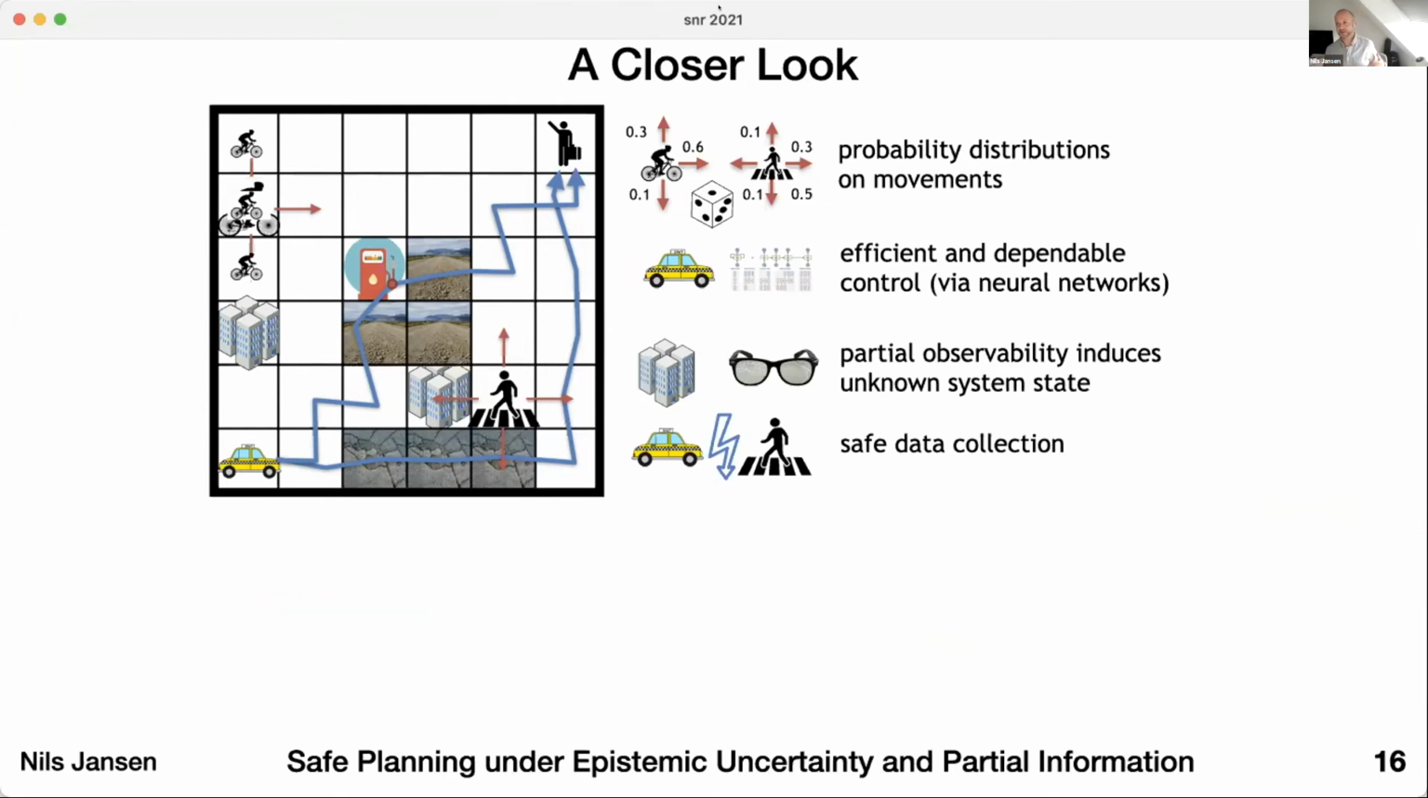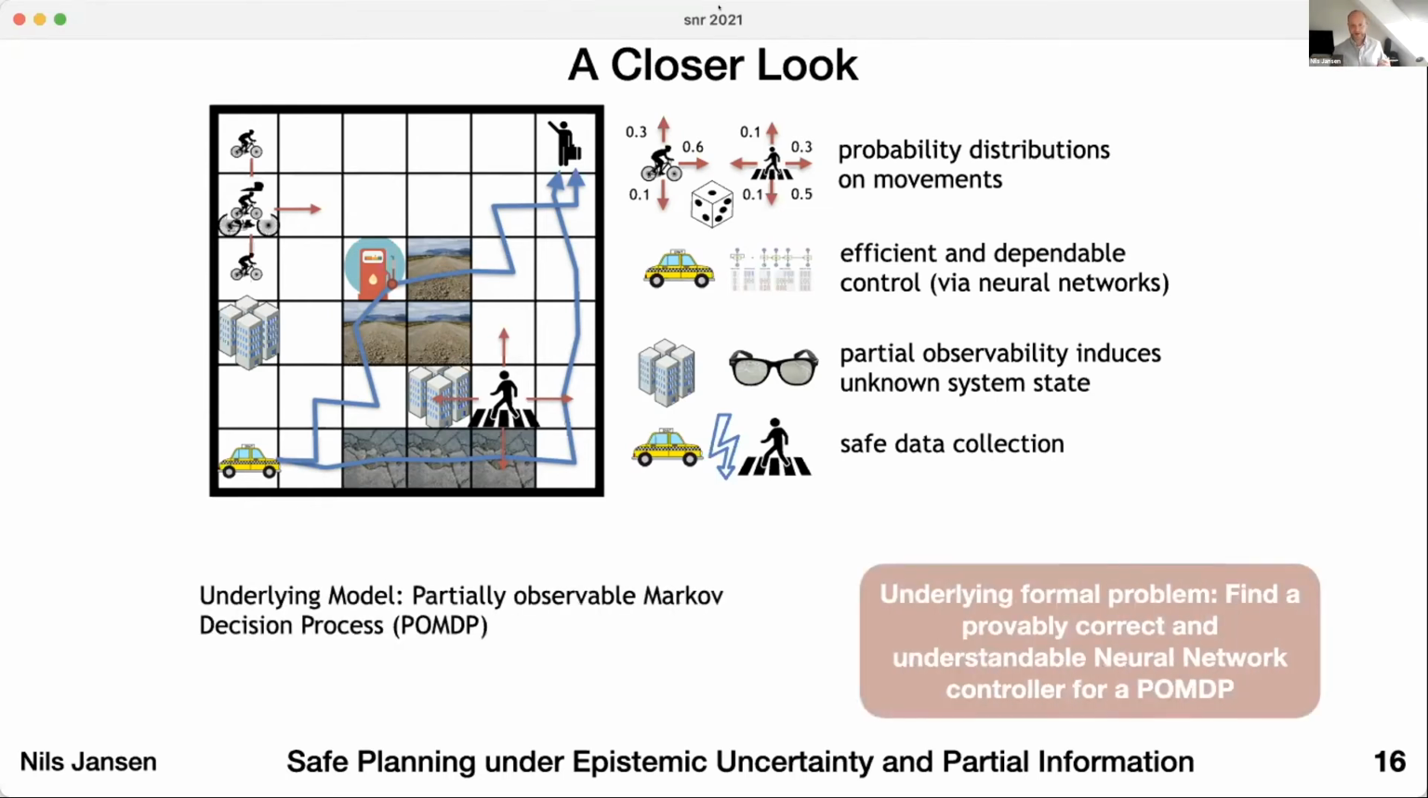And of course, now I said we have these probabilities on the pedestrians and cyclists, but this also means we need to have acquired this data to get these probabilities. So we need to collect this data in a safe way. We cannot just do trial and error here. Okay. So the underlying problem is now we have this partially observable Markov decision process, the POMDP, and the formal problem is to find a provably correct and understandable neural network controller for a POMDP. These are a lot of buzzwords, so let's dissect these settings now in the next minutes.